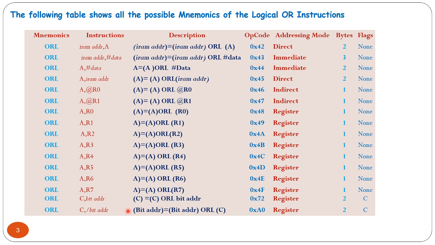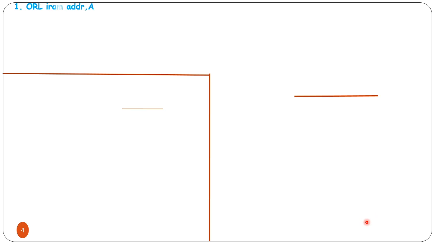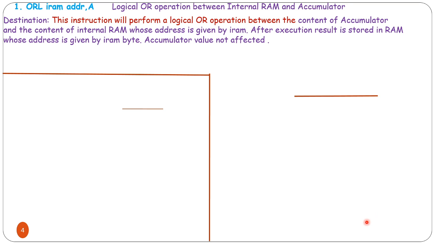ORL C, complement of this bit: the content of the complement of the bit address is logically ORed with the carry flag, and the result is stored in the carry flag, having the operation code A0H, 2 byte instruction, only flags are affected. Now let us see the instructions one by one in detail.